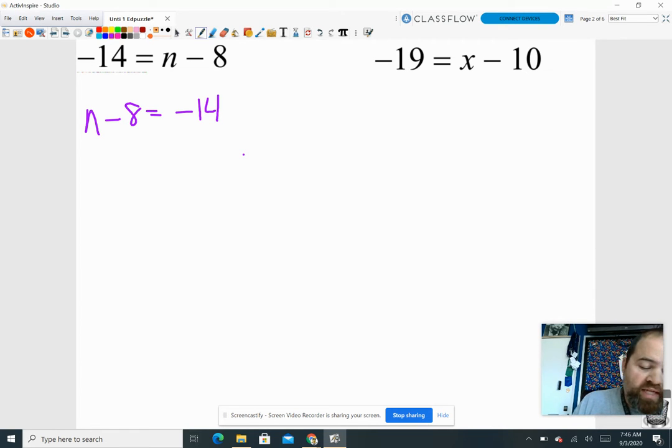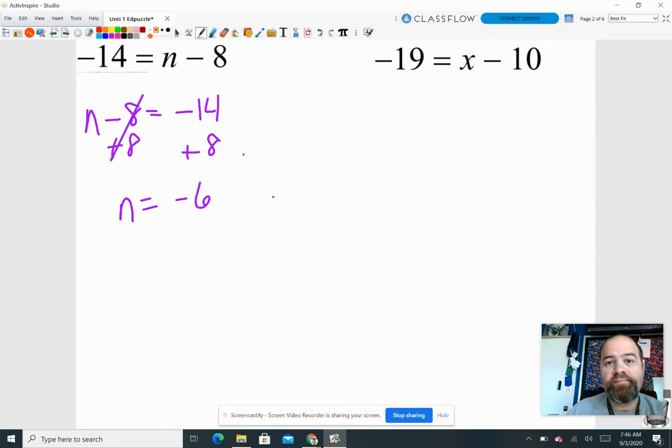So since 8 is being subtracted from n, my job as the person solving the equation is to do the opposite of that. So in this case, I'm going to add 8 to both sides. If the 8 had originally been added, I would have turned around and subtracted it. Your goal is to create inverse operations, basically addition and subtraction, one way or the other, undo each other. So when I add those together, negative 8 plus 8 cancels out. n equals negative 14 plus 8, which is negative 6.